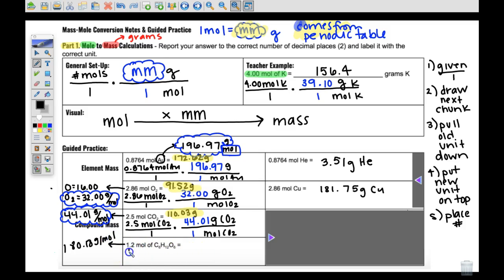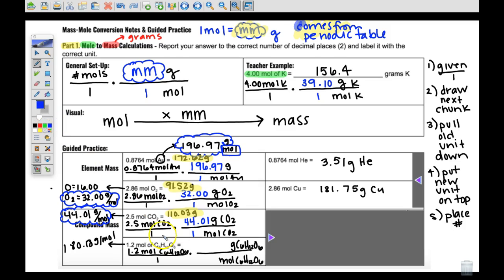So for every 1.2 moles of C6H12O6, I can put that over 1. I'm going to draw my next chunk and then pull my old unit down, so C6H12O6. My fourth step is to put my new unit on top, which is grams of glucose.